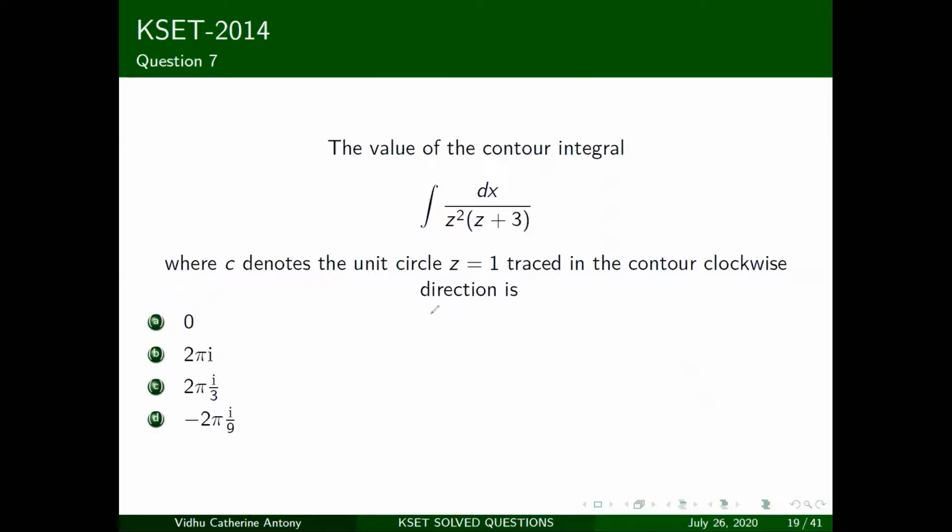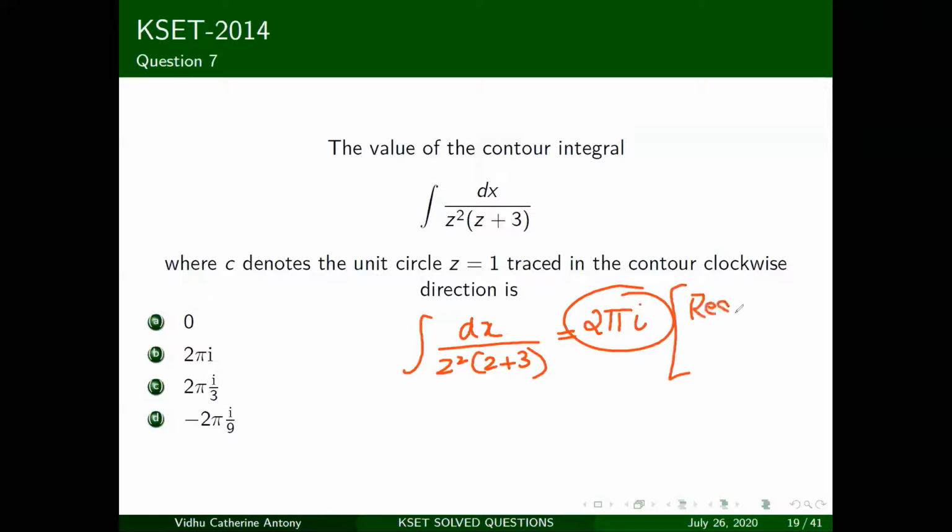When you're calculating your integral, you basically have Cauchy's residue theorem. It's a pretty simple way to calculate the integral. So it's 2 pi i times the residue at z equals 0. And in this case, you do not have the residue at -3.